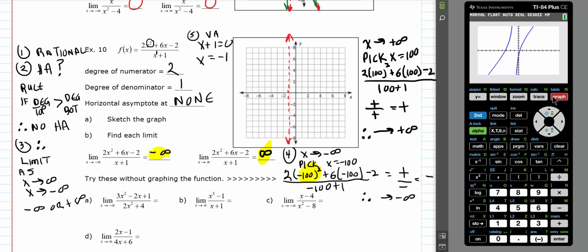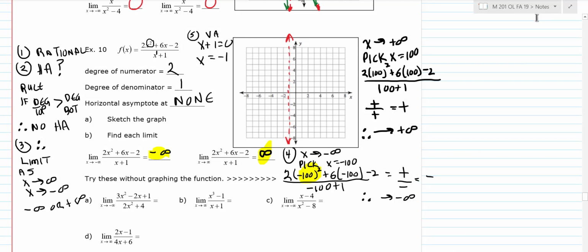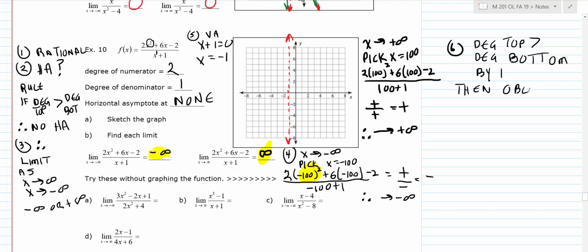Okay. Right, and what I'm going to show you is one other thing that I'd like you to know about here. The sixth part of this problem is I'm going to show you anytime the degree of the top is bigger than the degree of the bottom by 1, then we get what's called an oblique asymptote. And you can do long division to figure this out.